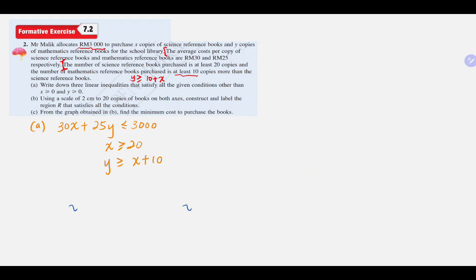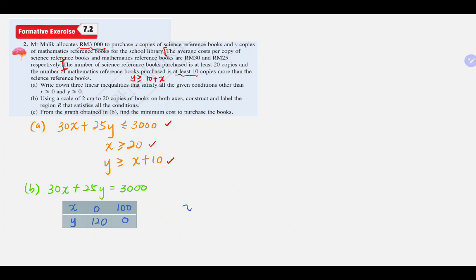B. Using a scale of 2 cm for 20 copies of books on both axes, construct and label the region R that satisfies all the constraints. So we need to build 3 straight lines from these 3 inequalities. The first one, 30x plus 25y equals 3000. We get the y-intercept when x equals 0, 3000 divided by 25, we get 120. And the x-intercept when y equals 0, 3000 divided by 30, we get 100. So later we will need these points.